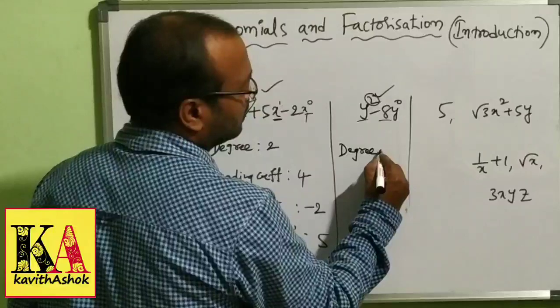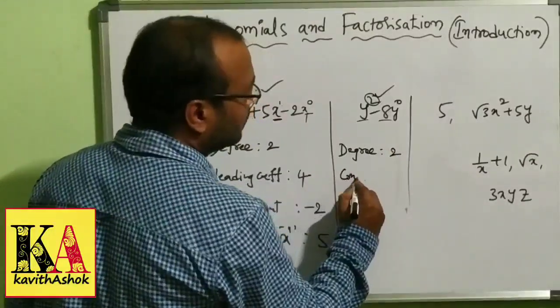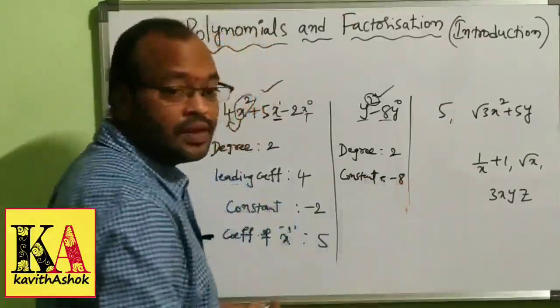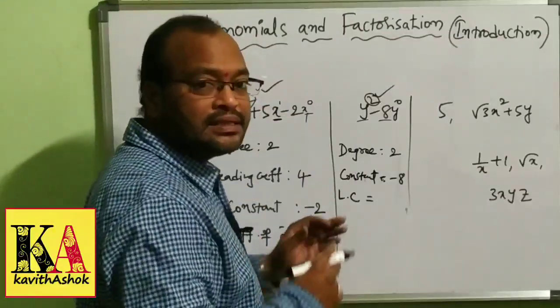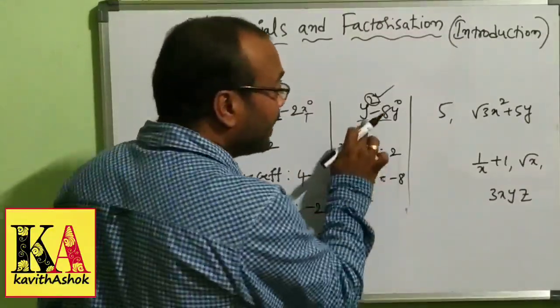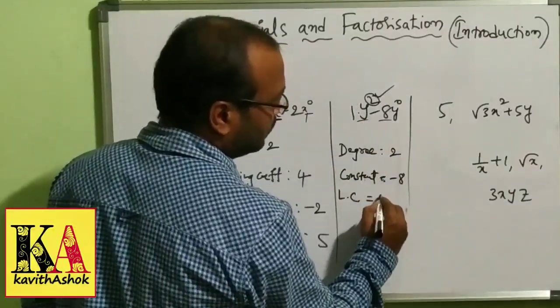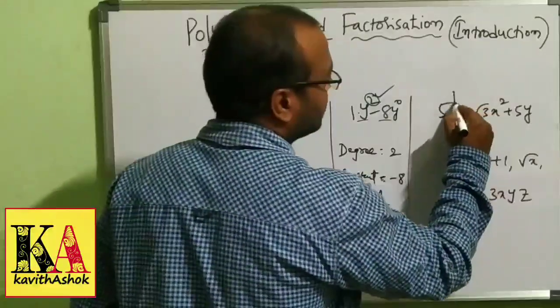Degree is 2. What is the constant? Constant is minus 8. What is the leading coefficient? Leading coefficient in the sense the coefficient of the highest power of y here. So y square coefficient is nothing. Nothing is there in the sense 1. So leading coefficient value is 1 here. Right. Go for the next question.